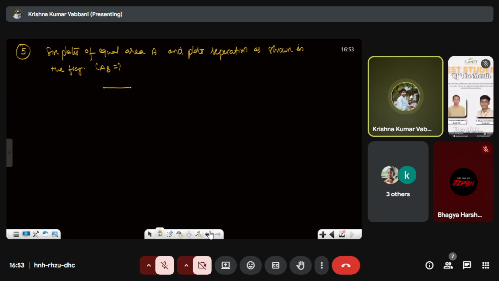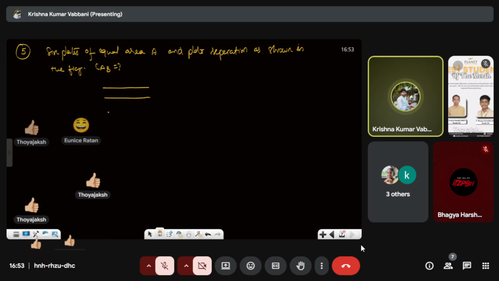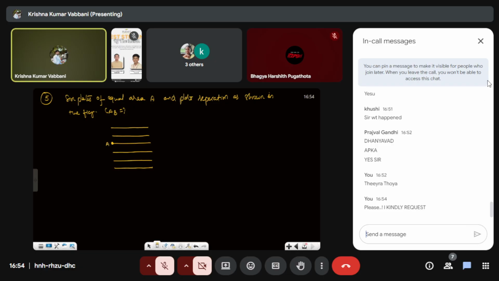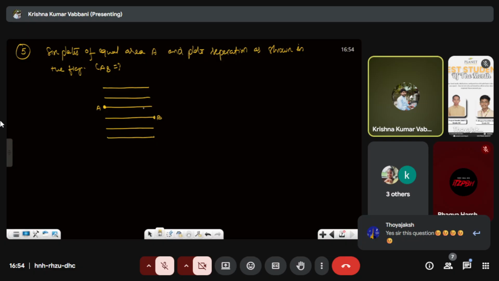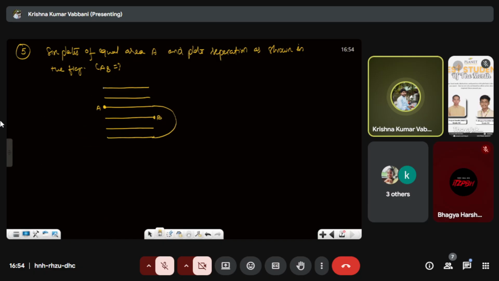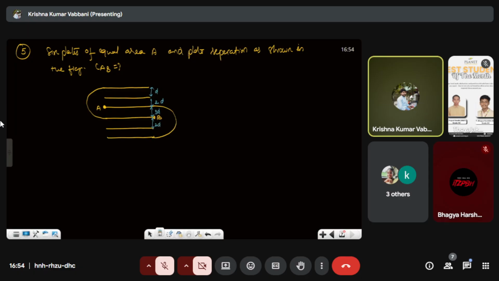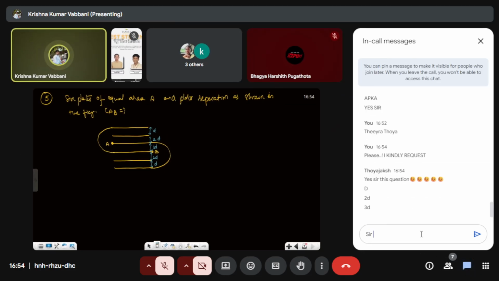So they have given this diagram. Totally they have given 6 plates: 1, 2, 3, 4, 5, 6. The third plate is connected to A and this plate is connected to B, and the last plate is connected like this. And this plate and this plate are connected like this. And each distance is given: this is D, this is 2D, this is 3D, this is 2D, and this distance is D. Could you try to find C_AB?